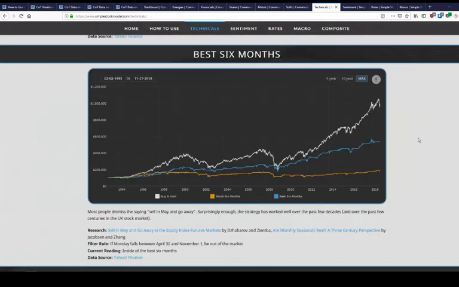Here's another seasonality thing: best 6 months of the year. We're currently inside of them. The blue line is just have long exposure in those 6 months.